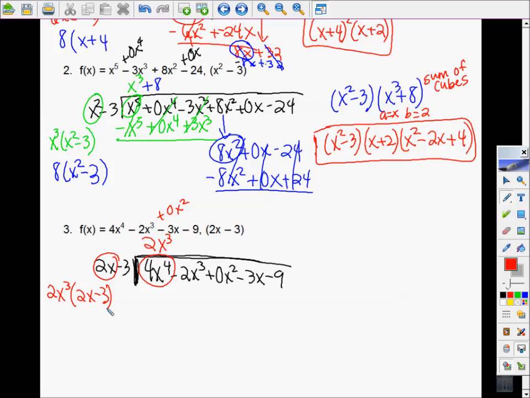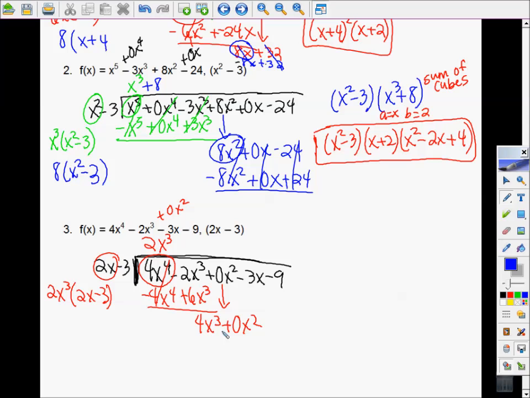Okay? So I have 2x cubed times 2x is 4x to the 4. And then I have 2x cubed times negative 3, which gives me negative 6x cubed. Change my sign. And what happens here? It crosses out. And now I have negative 2 plus 6x is 4x cubed. Bring down my 0x squared and start the process again. Plus 0x squared minus 3.